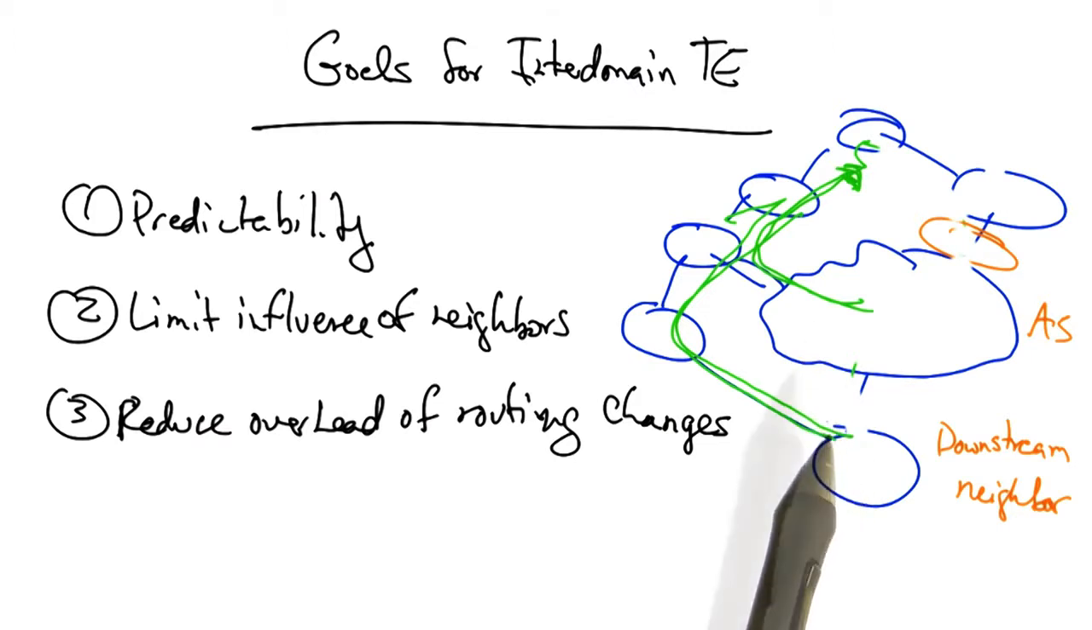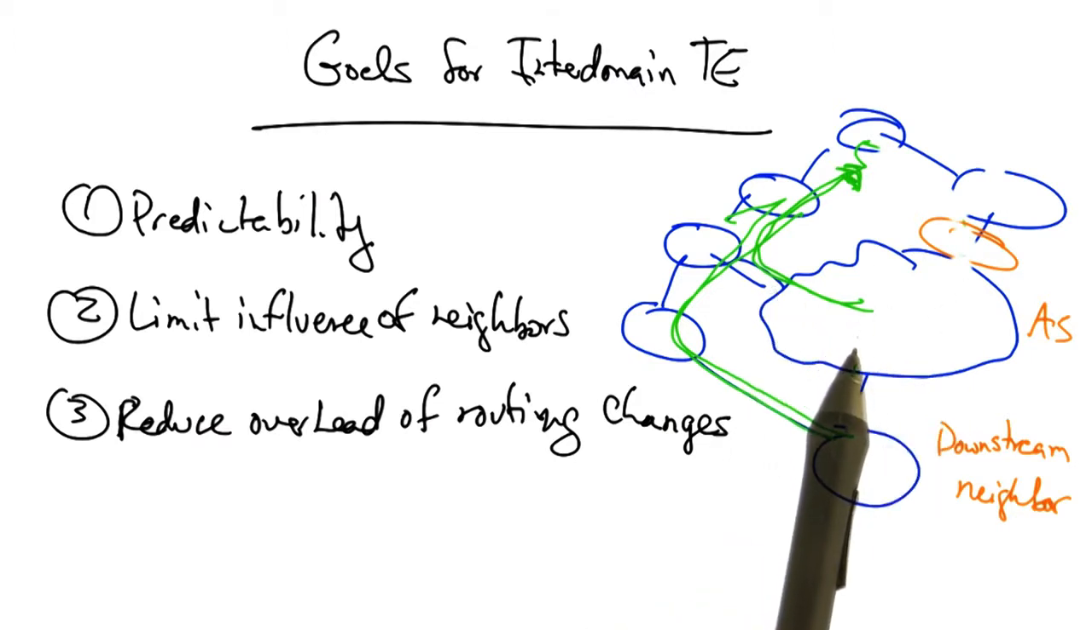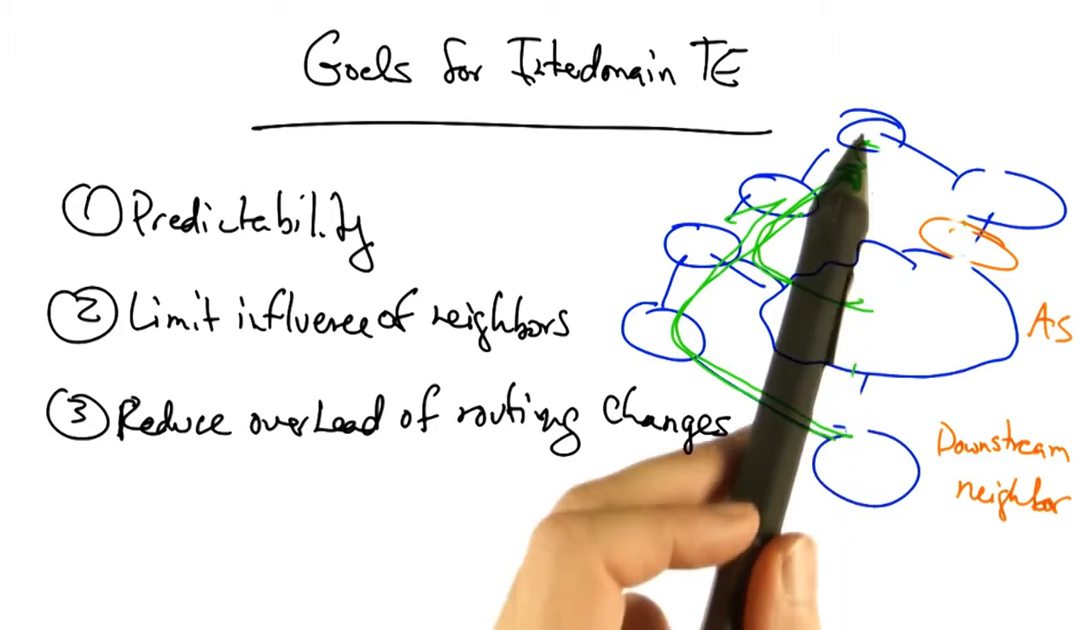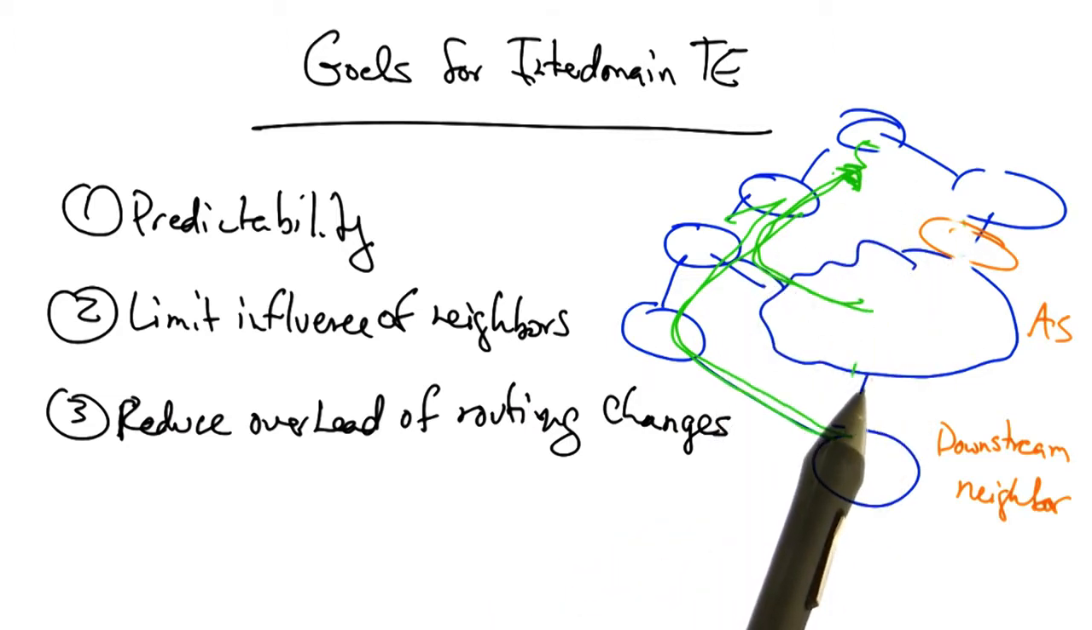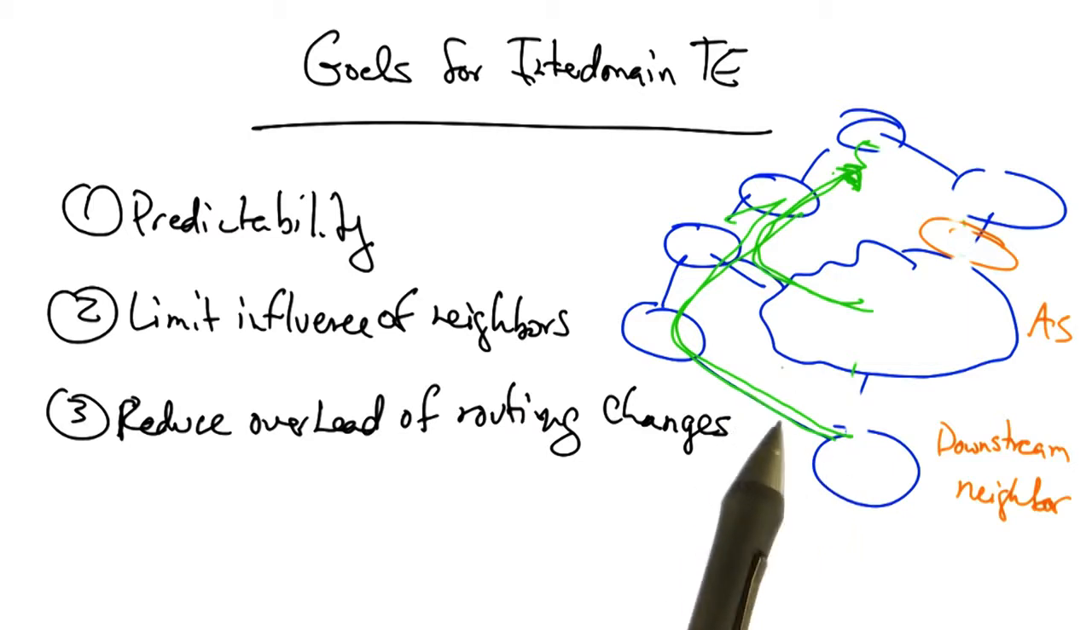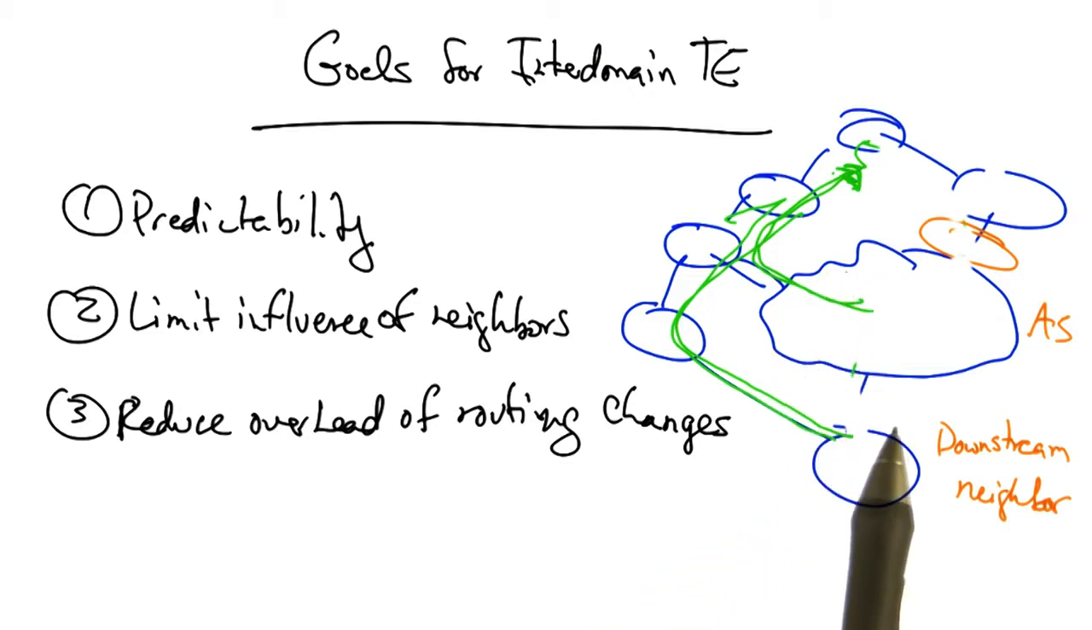In particular, note that this change caused a change in the AS path length of the advertisement to this particular destination from 2 to 3. Thus, other neighbors, such as the downstream neighbor here, might decide to use an alternate path as a result of that globally visible routing change. By avoiding these types of globally visible changes, we can achieve predictability.